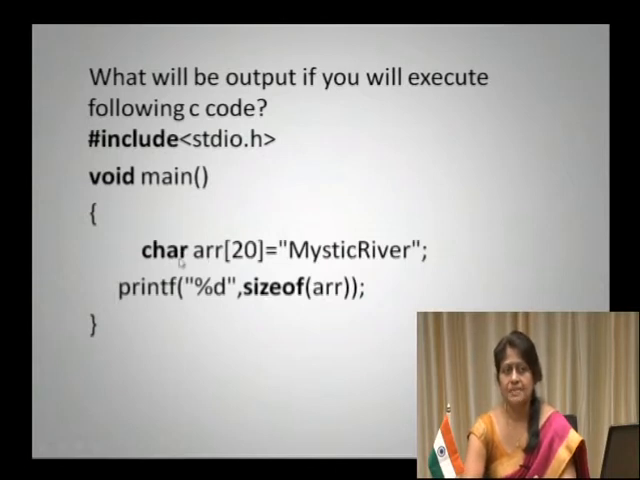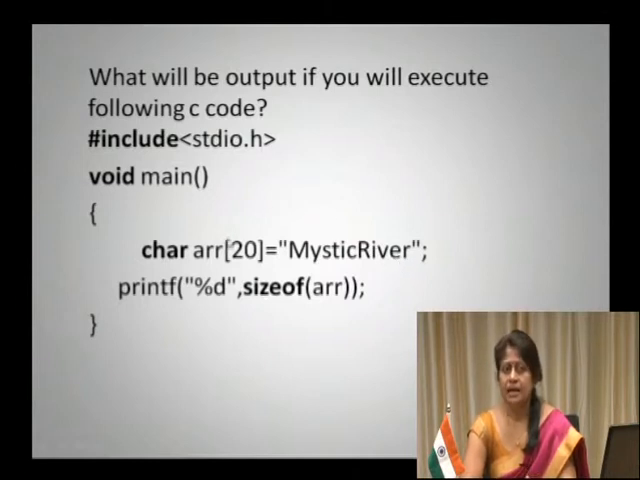Since I am saying character array of 20, a character data type occupies 1 byte of memory location. So, at all times a character will require 1 byte of memory location. And since I have taken this array of 20 equal to Mystic River, the word Mystic River consists of 6 plus 5, that is 11 characters.